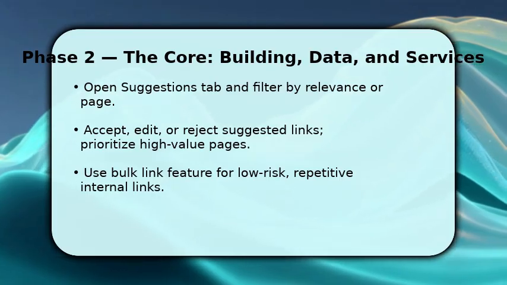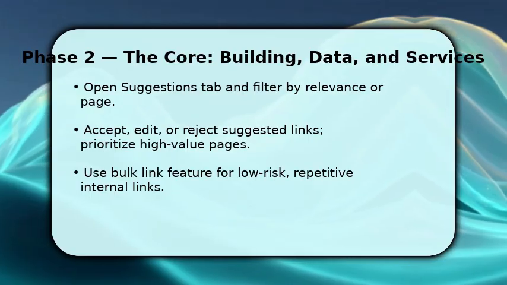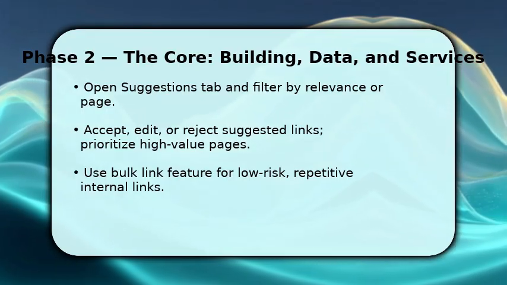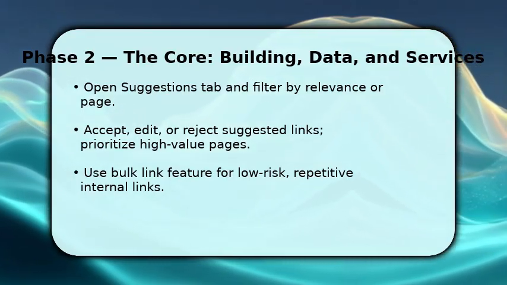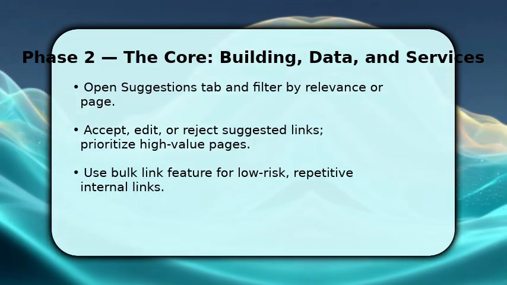For repetitive, low-risk links, like category or author pages, use the bulk link feature to apply many links quickly. As you work, prioritize linking to cornerstone content and pages that need authority transfers. This process scales internal linking without manual rewriting.